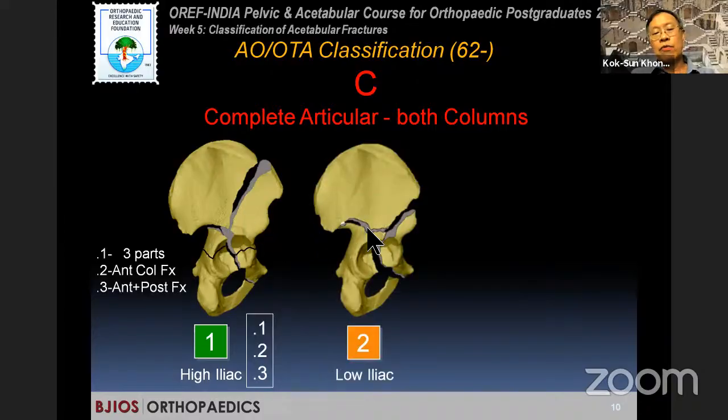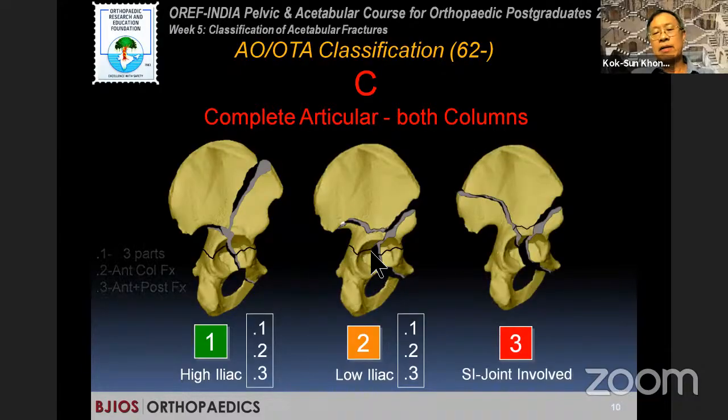If you have a low fracture, that means fractures that end up in the sciatic notch, then you will have the same pattern but a different classification. So C2.1 will be the 3-part fracture, as you see, without the anterior column fracture. If you have C2.2, you'll see the anterior column fracture, and C2.3, you have both the anterior column and the posterior column.